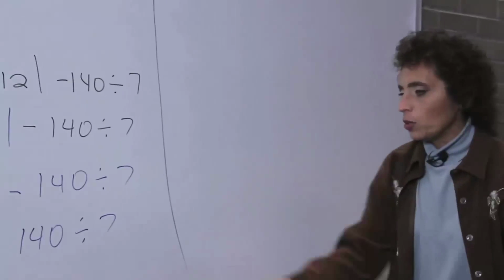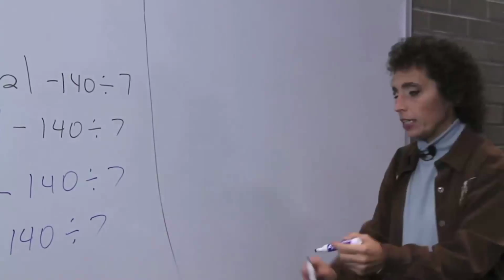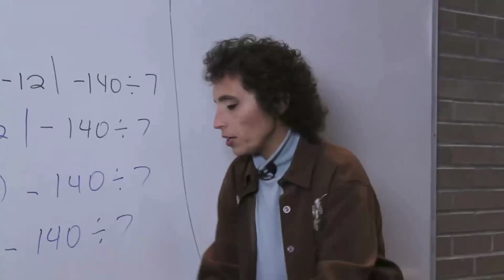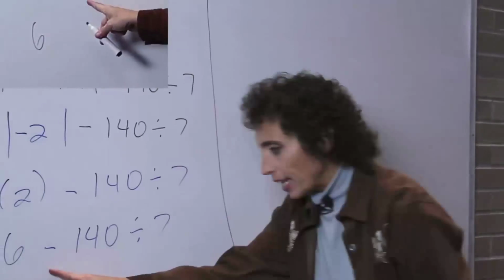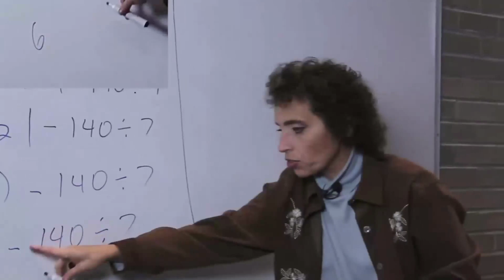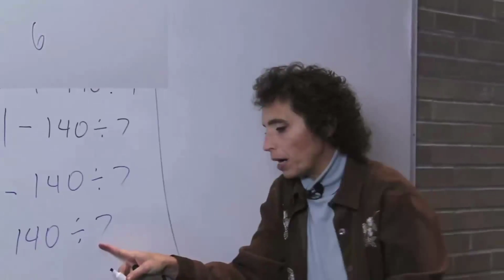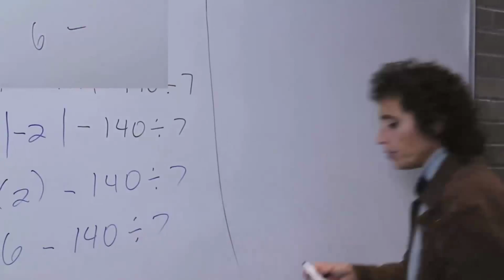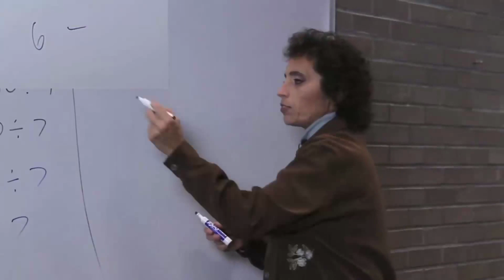Now I'm going to divide. Now you might need to write this on the side, but this is 6. This is a negative divided by a positive. Remember, take the sign with the number. A negative divided by a positive, which is a negative. And now let's do 140 divided by 7.